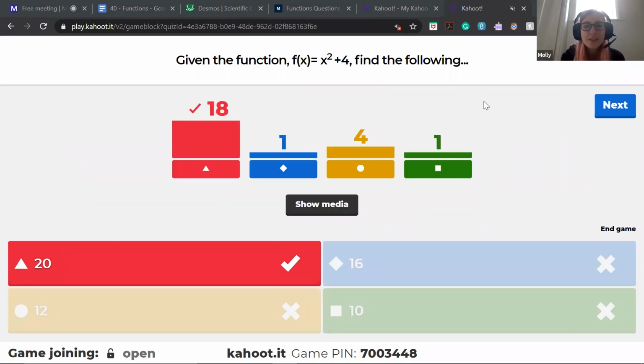Awesome, well done. So it was f of 4. So we pop 4 in as here, 4 squared plus 4. That gives us 20.